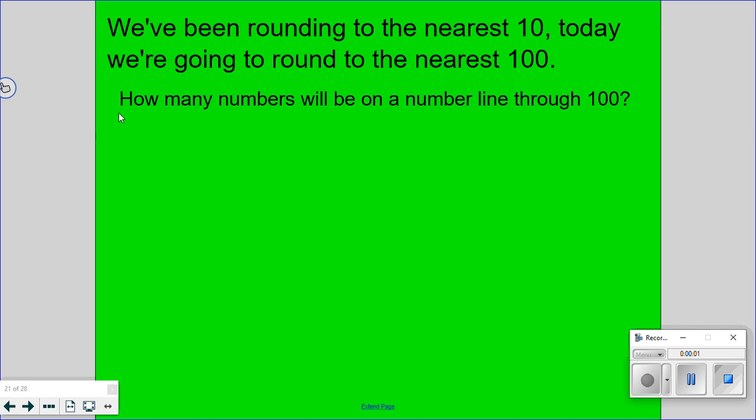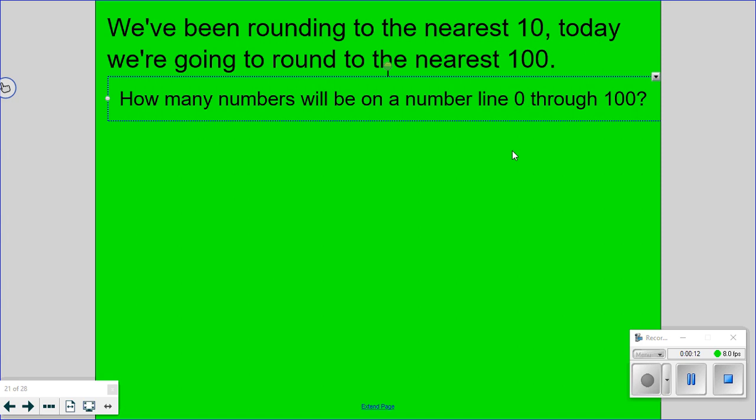Your title is going to be just this smaller sentence that says how many numbers will be on a number line 0 through 100. Just this smaller question is your title, please.